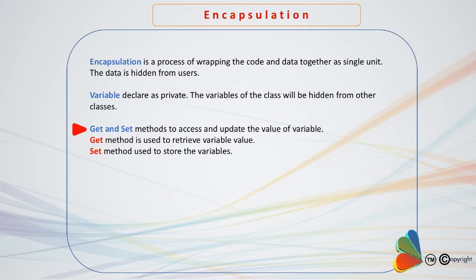Get and set: methods to access and update the value of variable. Get method is used to retrieve variable value. Set method used to store the variables.